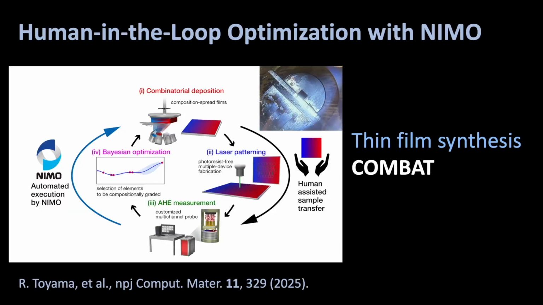Furthermore, we successfully developed a human-in-the-loop system for composition spread thin film synthesis. This loop integrates NIMO selection with automated deposition, human-assisted sample transfer, and magnetic measurements. Using this closed loop, we optimized a complex quinary system and discovered new materials exhibiting high anomalous Hall resistivity. As shown here, NIMO is being implemented in many automated systems to support closed-loop exploration.